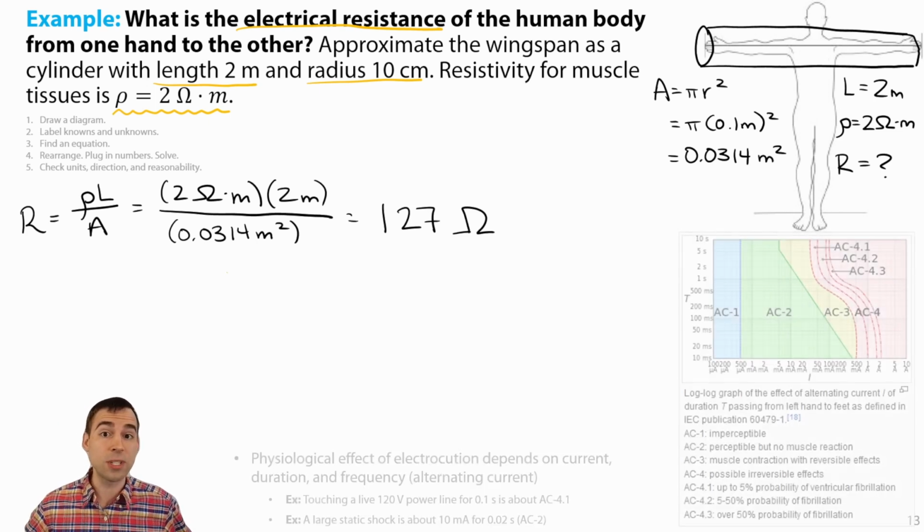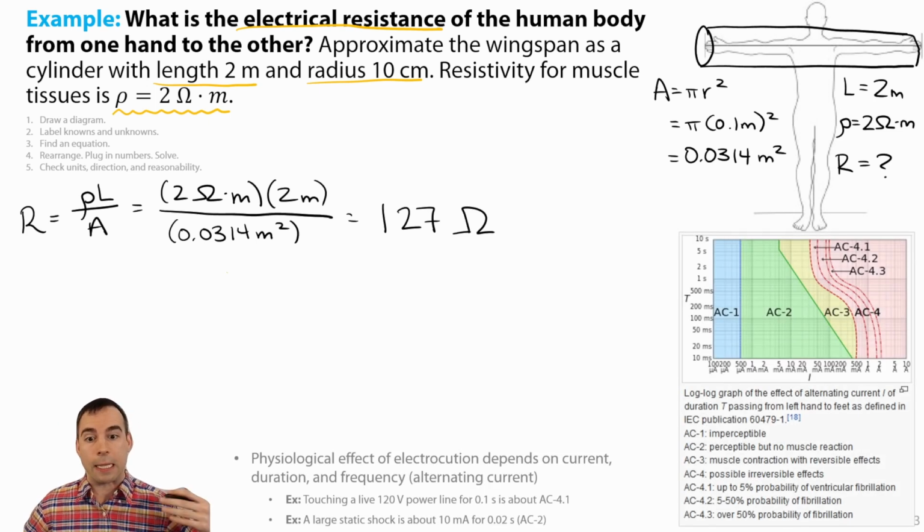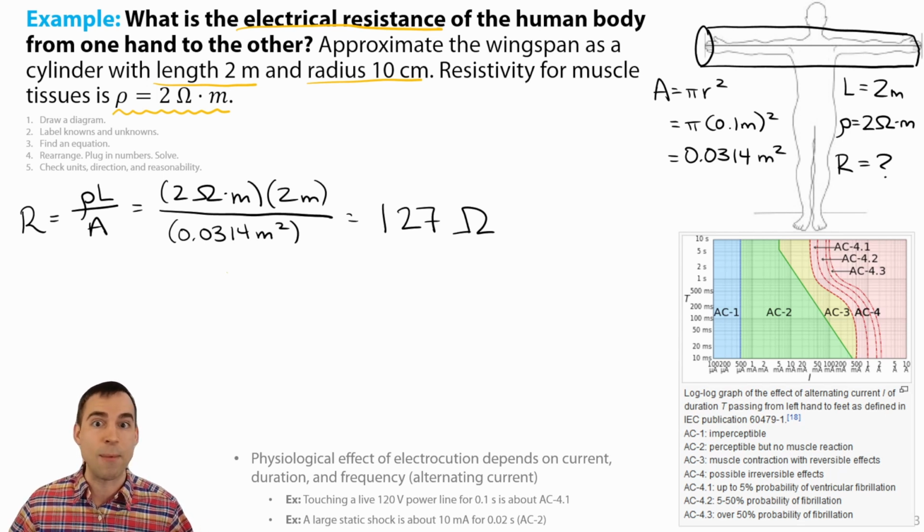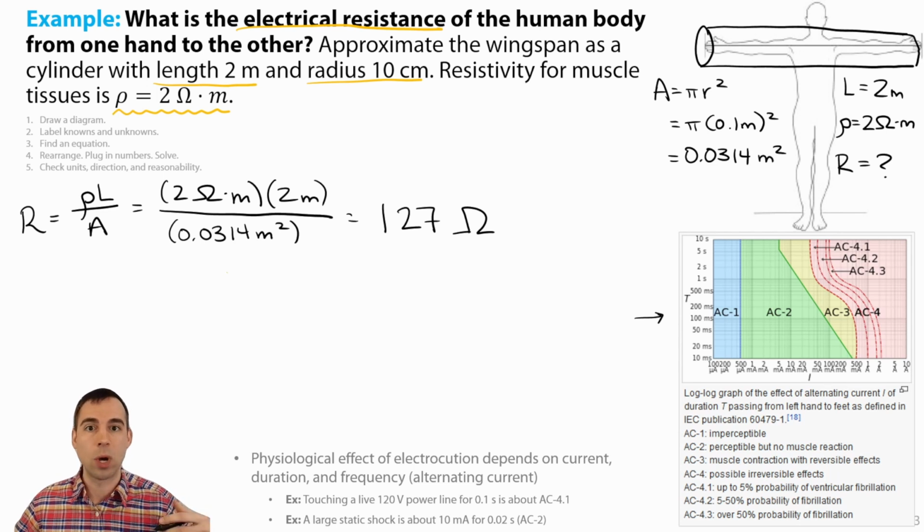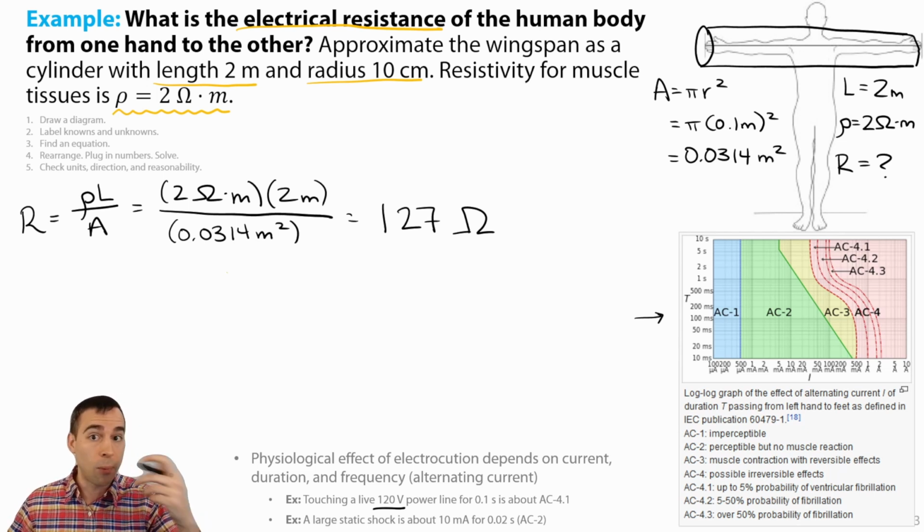And so we can use this result to calculate what type of electric current would be physiologically dangerous for a human being to experience. And ultimately, the physiological danger of electrocution depends on the amount of current flowing through the human body and the amount of time that that current is flowing. We can use this chart down in the bottom right to indicate what different levels of electrocution would look like. If we think about touching a live wire that is at 120 volts, that's like the power lines that bring power to our house.